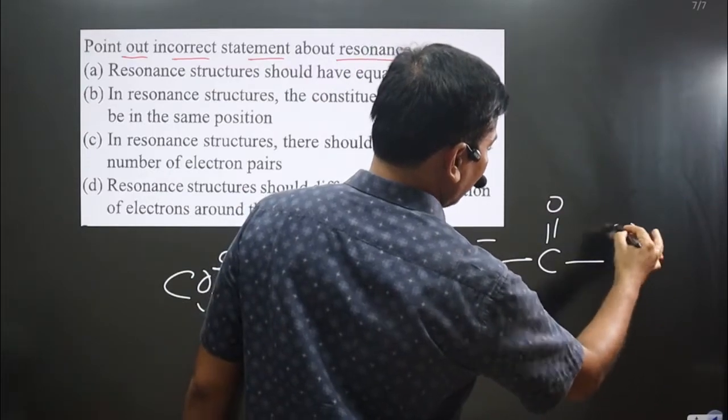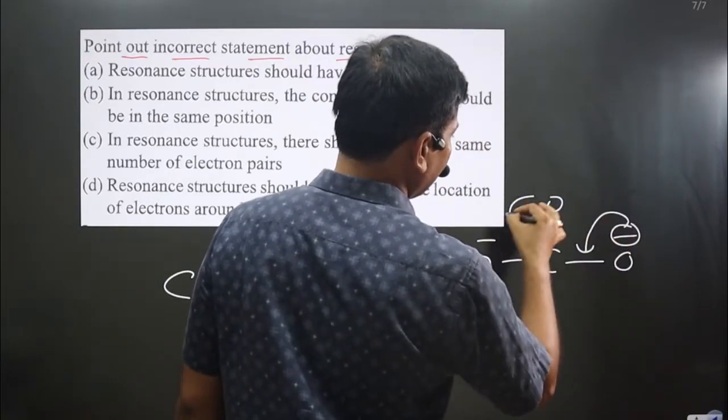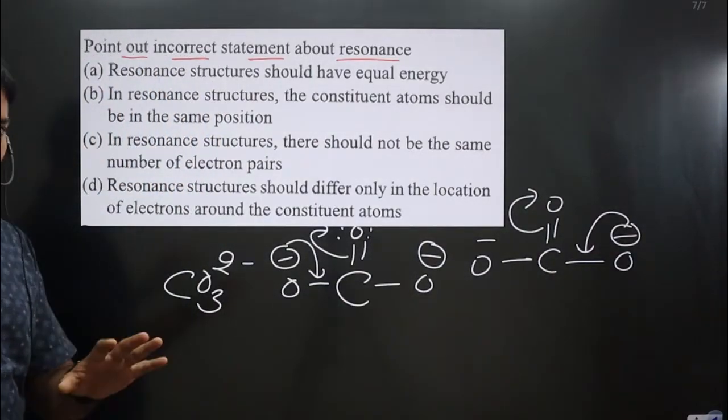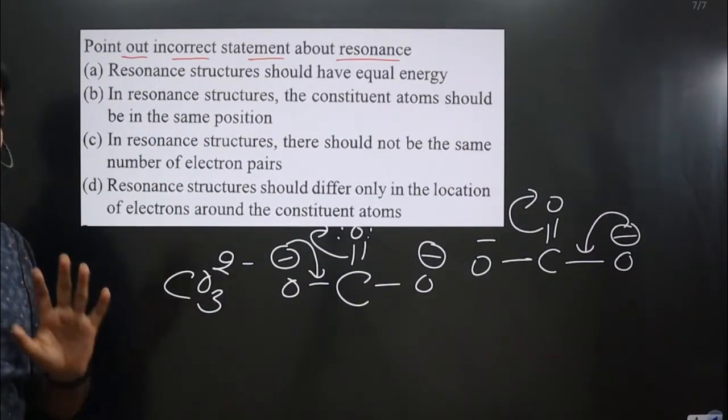In this case also we can mention this electron density coming this side. As a result, oxygen will pull the electron density. So the position of atoms in resonating structures remains the same.